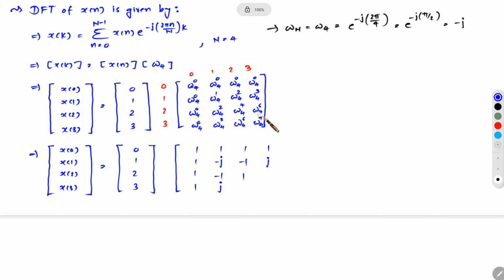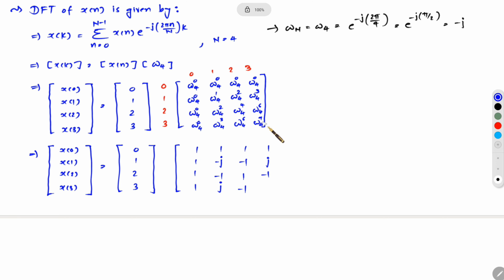Now here one can observe W4 to the power 6 is there. Means minus J to the power 6. Means it will be J raised to 6. And one should know J square is minus 1. So minus 1 raised to 3 has to be minus 1. So this value will be minus 1.